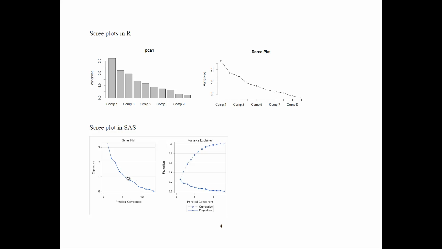You can look at the ones above 1. And here SAS also produces the variance explained. So the first component explains about 25% of the variance. The second component was less than 20%. The cumulative of this plus this is that point here, and so on. The third component explains that much of the variation in the data, cumulatively that much.